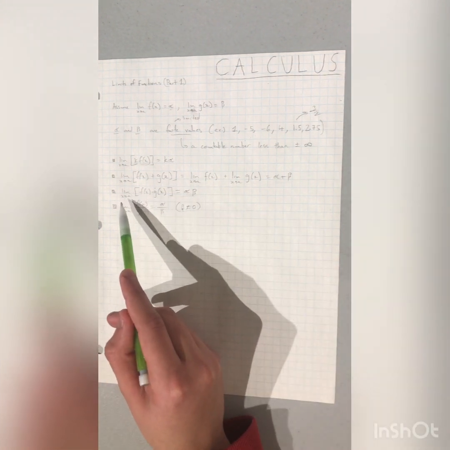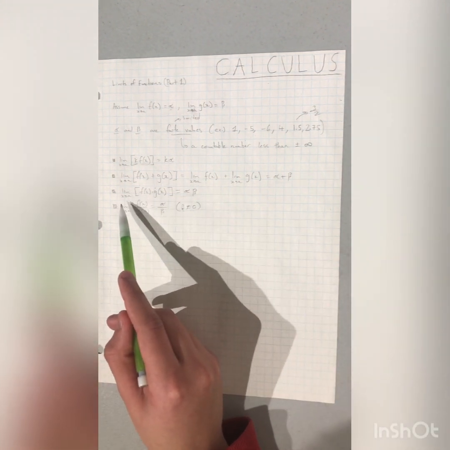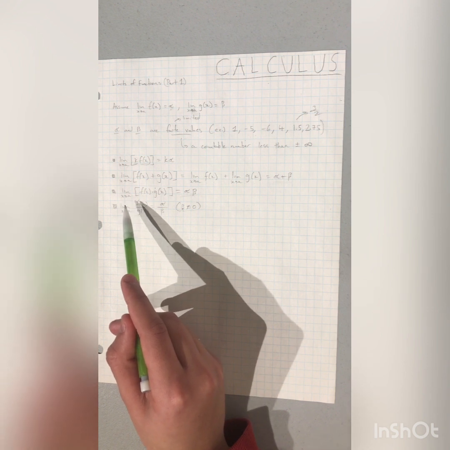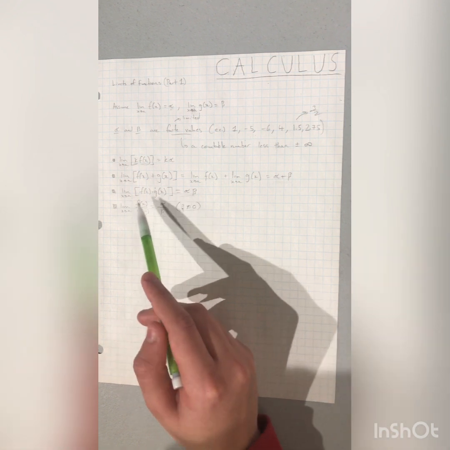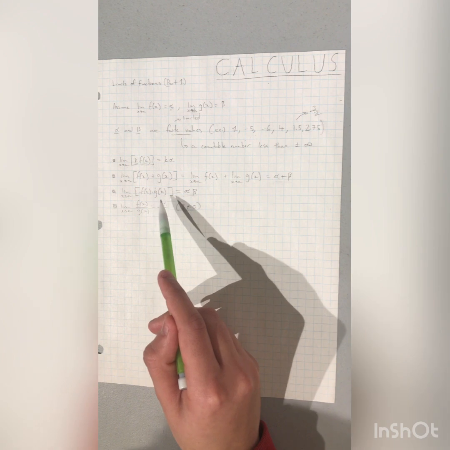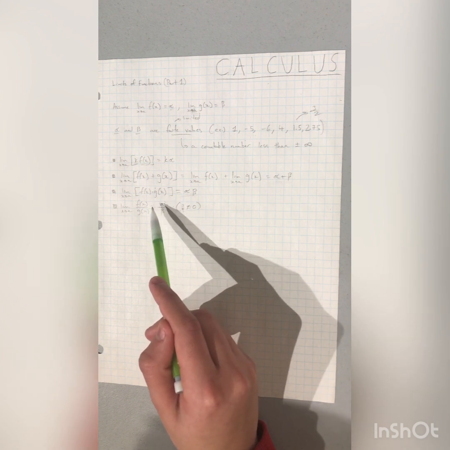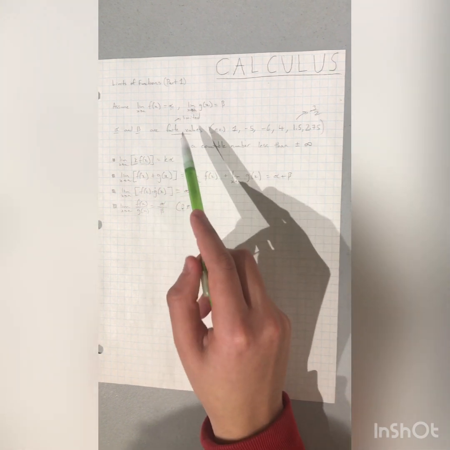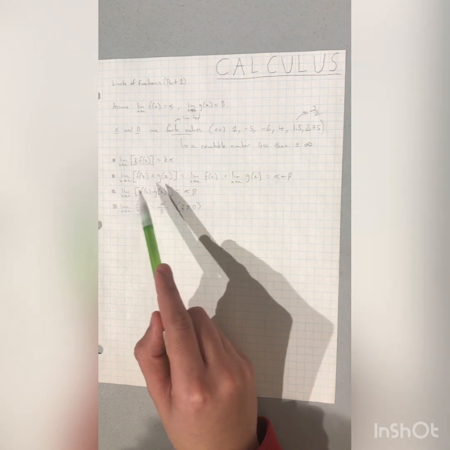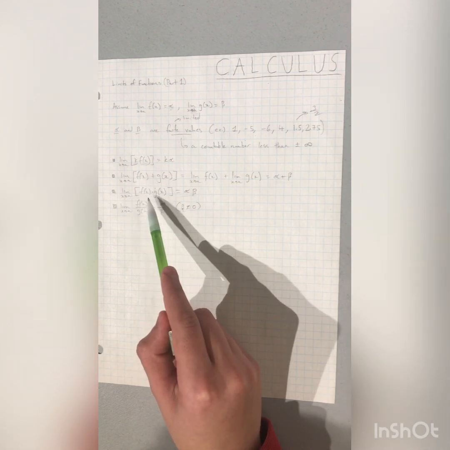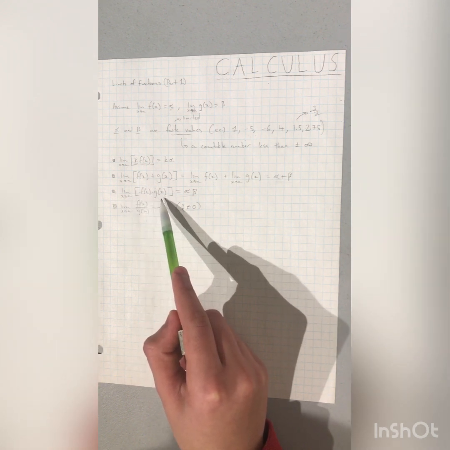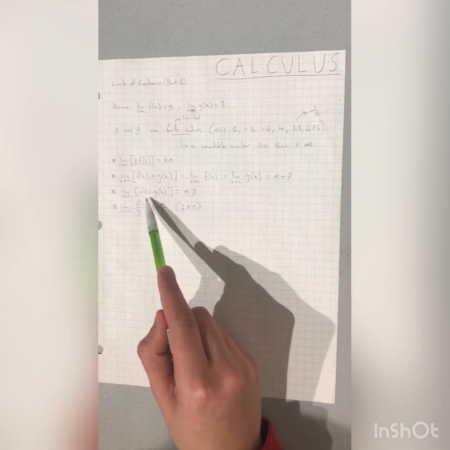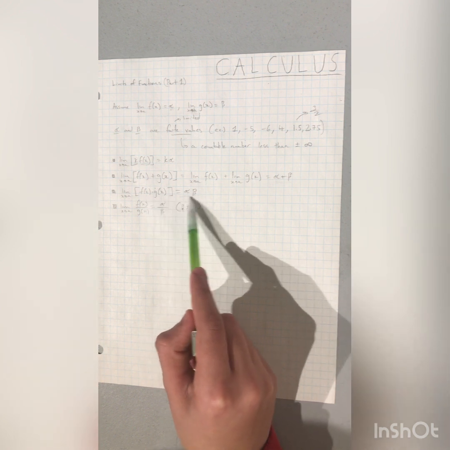Over here we have the limit as x approaches a, f of x times g of x. We can do the same thing with our assumptions. So the limit of f of x is alpha, the limit of g of x is beta. So alpha times beta gives you your final answer.